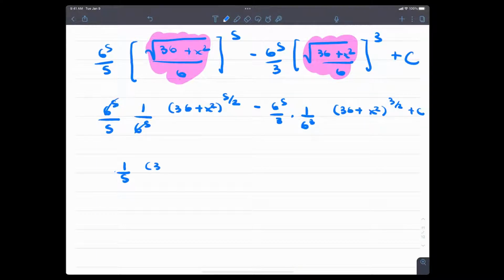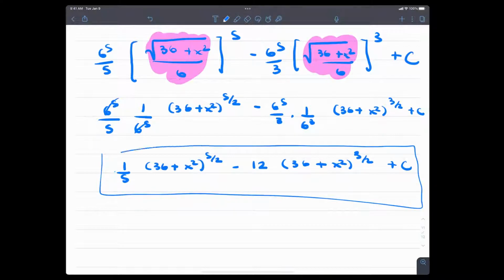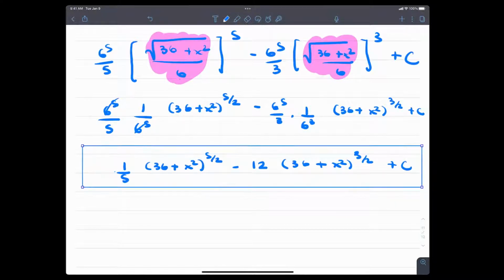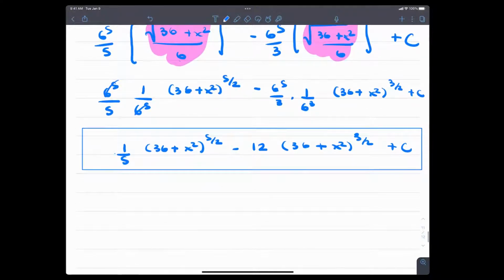And you can actually leave it like this. I'm fine. If you say, I don't want to leave it like that, okay. And this will be 6 squared. So you might see 36 over 3 is what? 12. 36 plus x squared to the 3/2 plus c. And you can leave it like that. That's fine. Okay? So we're doing some simplification there.